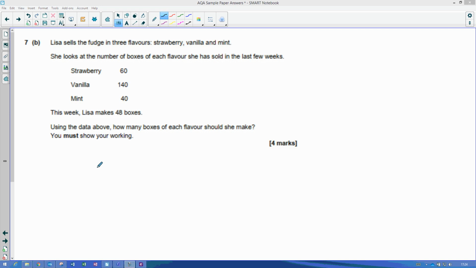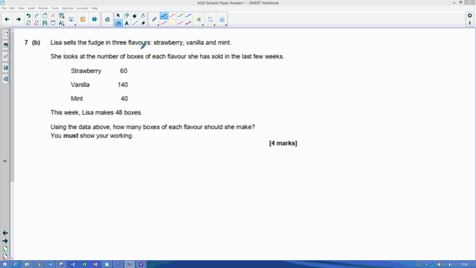AQA Sample Paper. Non-Calculator Question 7b. 7b, it's still part of question 7. It's still talking about Lisa and her fudge. It's a 4-mark question, so not quite as complicated as part A, but still a fair bit of work to do. Let's have a look at the question.